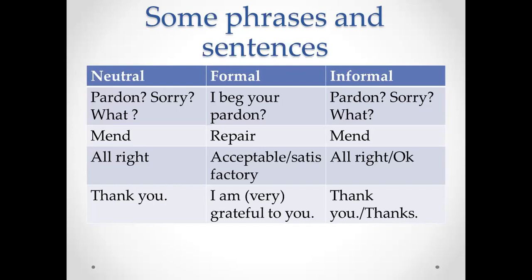All right, which we also say as okay. All right is informal and neutral both, but okay is informal. Acceptable, satisfactory are formal words. Instead of all right, if you want to use a formal word, then you have to say it is acceptable or it is satisfactory.